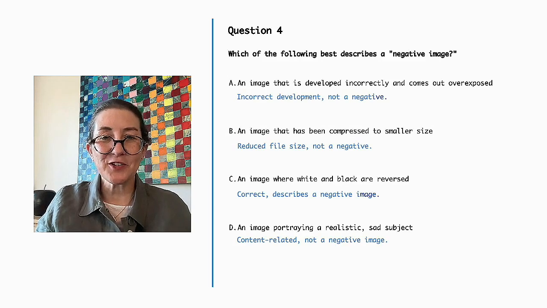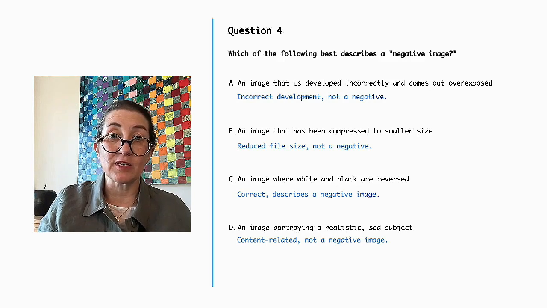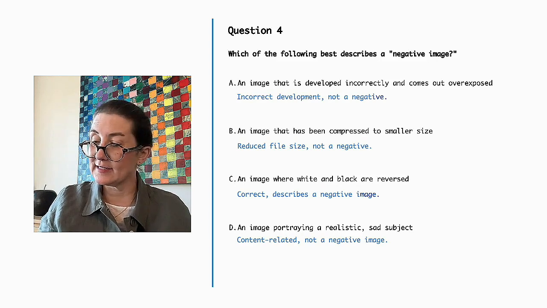The correct answer here is an image where white and black are reversed. A negative image is one in which the colors are inverted, particularly where light areas of the subject appear dark and dark areas appear light.